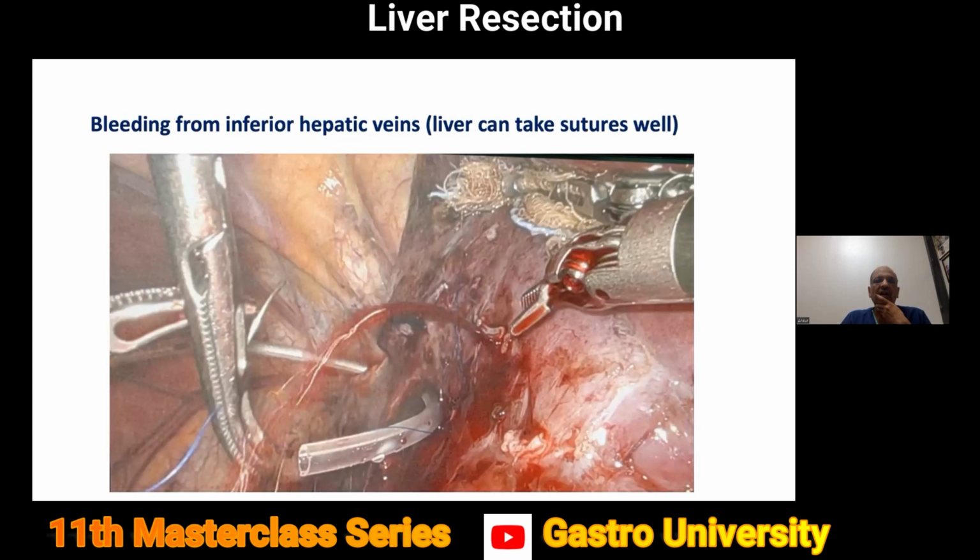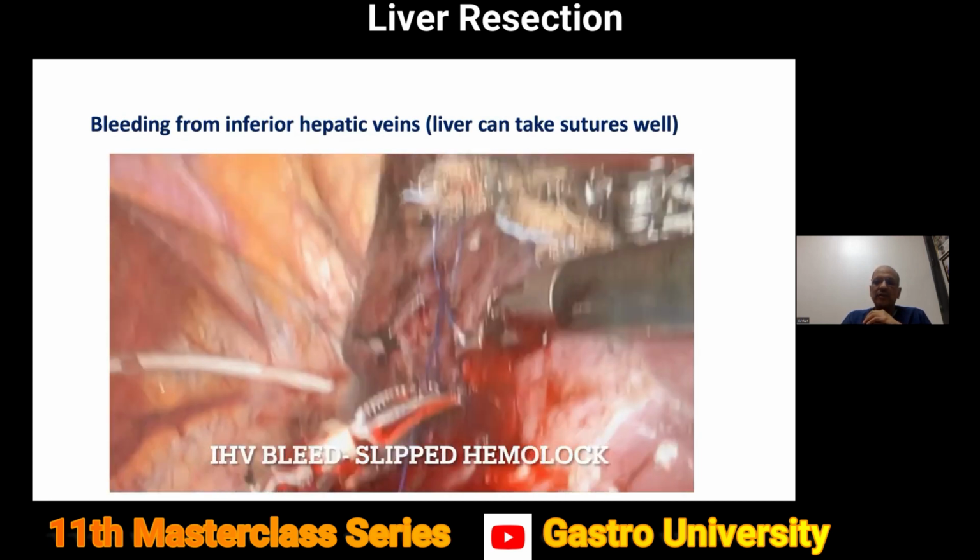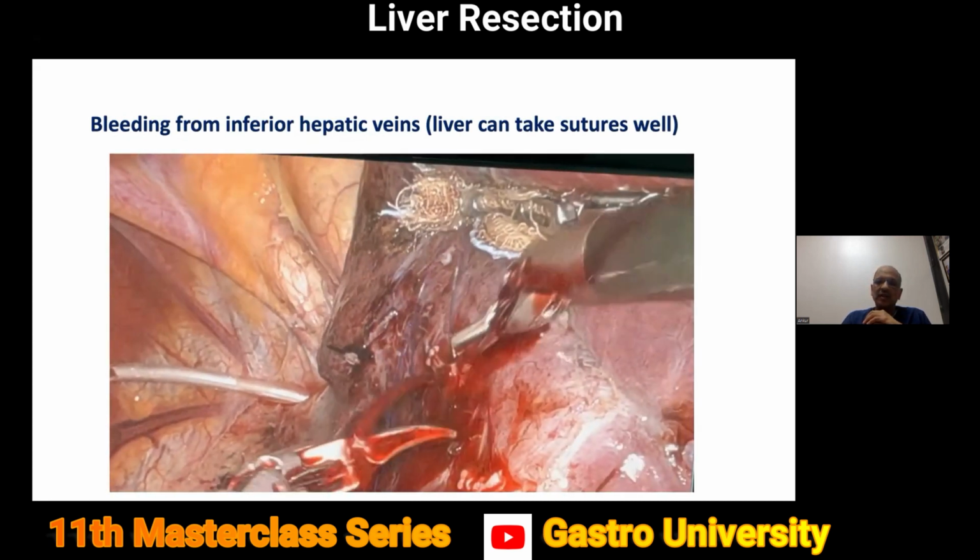Now, this is another video, a very recent one, where I was doing a robotic liver surgery, and this was bleeding from the inferior hepatic vein, which had already been secured with hemoclips and divided, but then even the hemoclips slip. This I've seen very frequently, and this was being done robotically, so it's very easy to take sutures robotically.